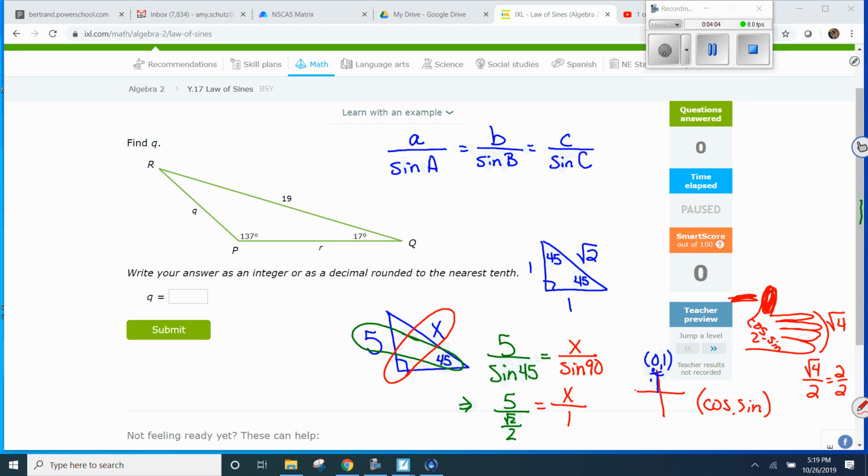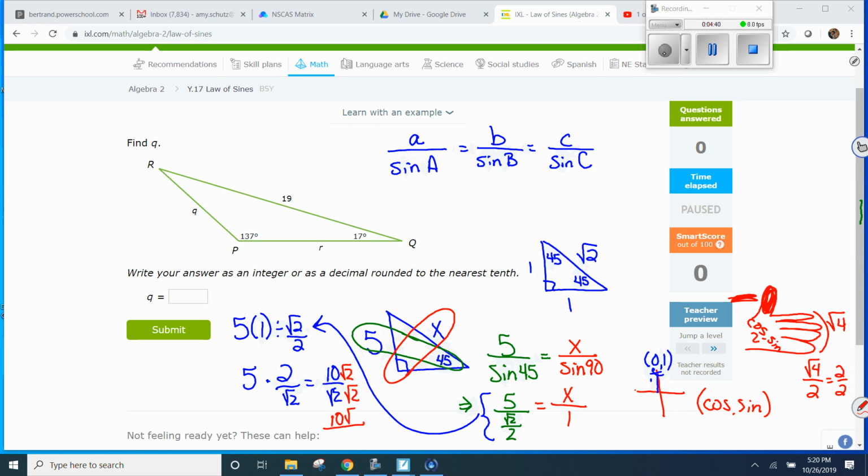So if you're going to solve that, you need to cross multiply and divide. Now I'm going to take this value right here and move it over here so I have room to calculate. You're going to take 5 times 1, and you're going to divide by radical 2 over 2. Now that's keep, change, flip, so it's times 2 over radical 2. That gives you 10 over radical 2. If you rationalize that denominator, you're going to end up with 10 radical 2 over 2, but then 2 goes into 10 five times, and you get 5 radical 2.